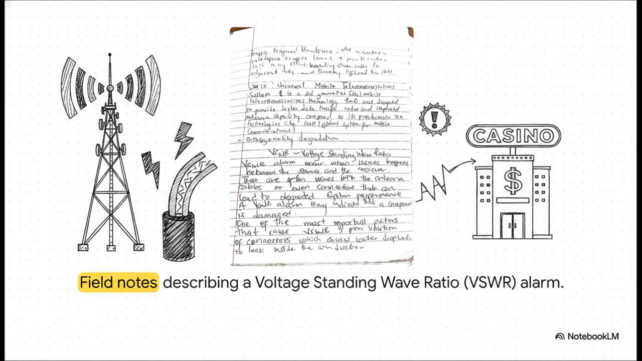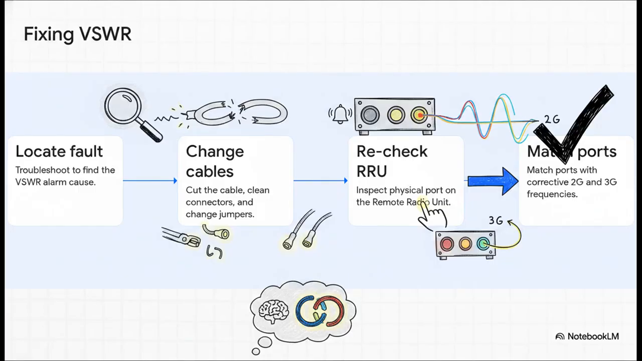Now, VSWR stands for Voltage Standing Wave Ratio. An alarm here often means energy is bouncing back down the cable instead of radiating out, which usually points to something like water in the conductors or damaged cables. So the team starts with standard troubleshooting, assuming it's a physical issue, right? They cut the cable, they clean the connectors, swap the jumpers. But when they retest it, the VSWR alarm kept screaming.